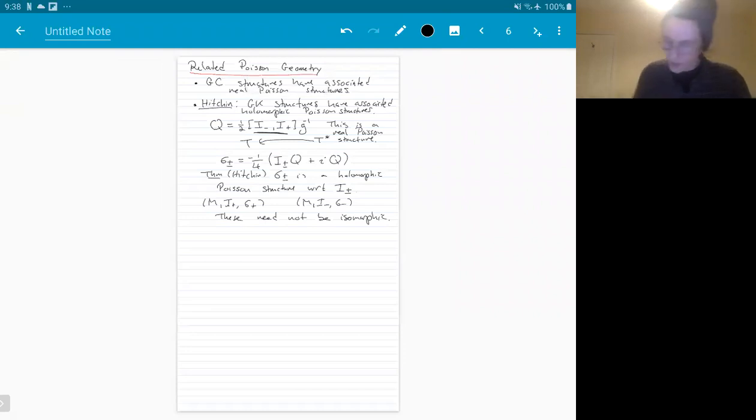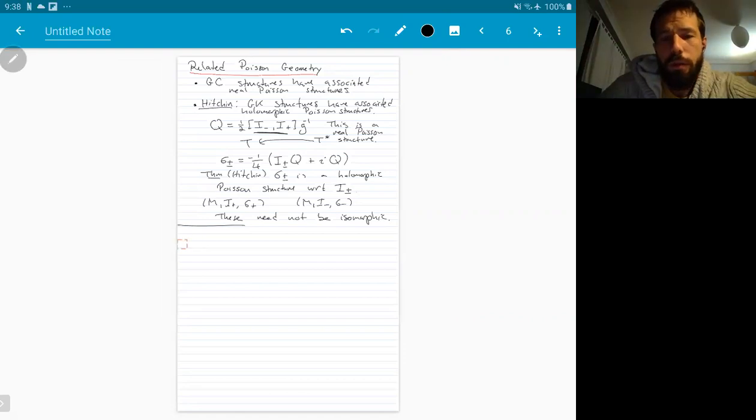Okay, and so I guess so far we have a whole bunch of tensors. It's like an explosion of tensors. Francis, is there a relation between sigma plus minus and the previous Poisson structure, the one that any GC structure has?